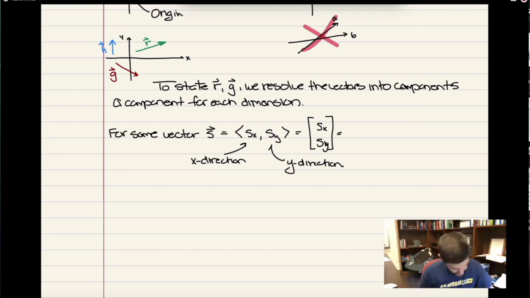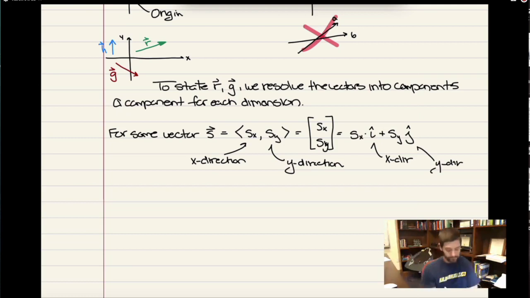For the engineers, there's also the ijk notation, which sometimes you'll see written like this, where the x component has this letter I with a little chevron on top of it. So that is just the engineering notation for the x direction, and the j is engineering notation for the y direction. And then if you have a third dimension, there's also k. So k represents the z direction.